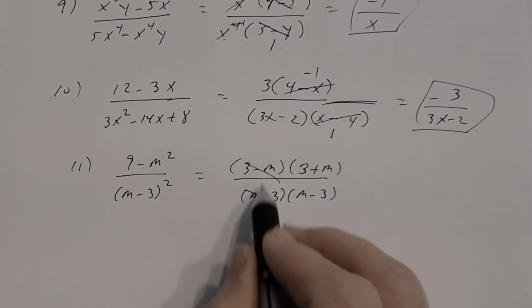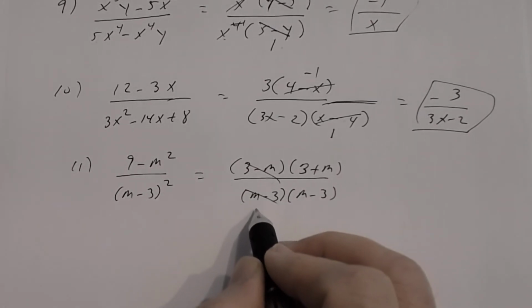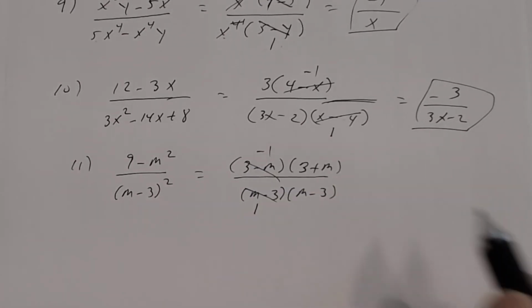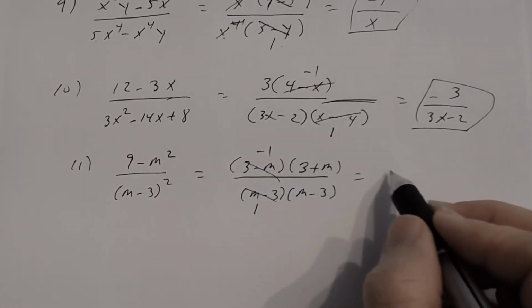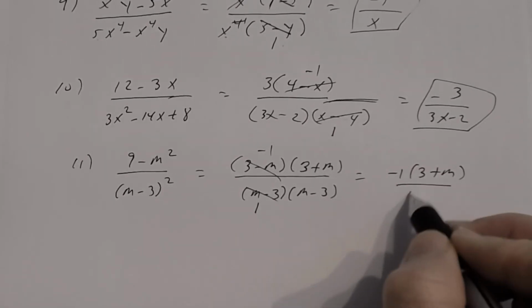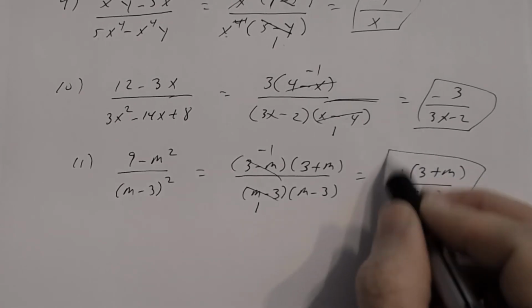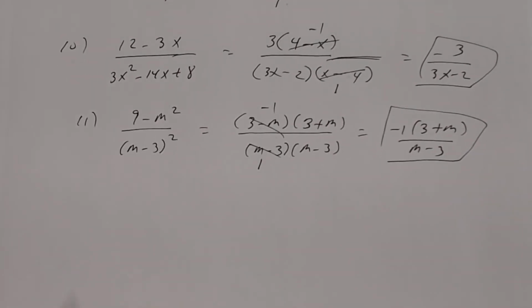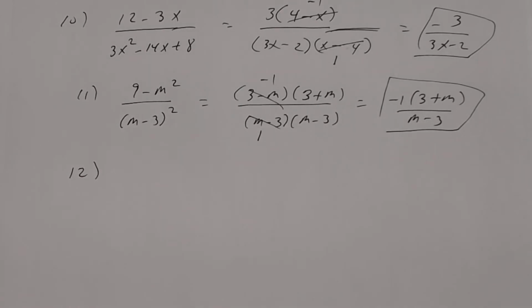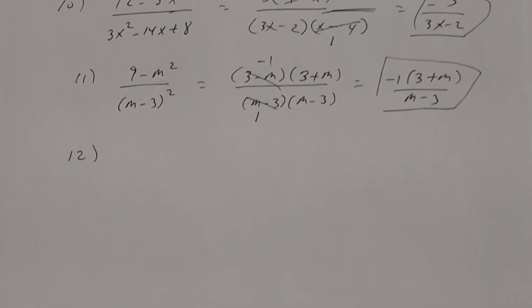And so since those are opposites, remember, make one positive one and one negative one. So let's do this one as a 1. This is a negative 1. And so the answer is going to be negative 1 times 3 plus m divided by m minus 3. All right. Number 12. Okay, the final one, I think. Yeah, that'll be the final one.